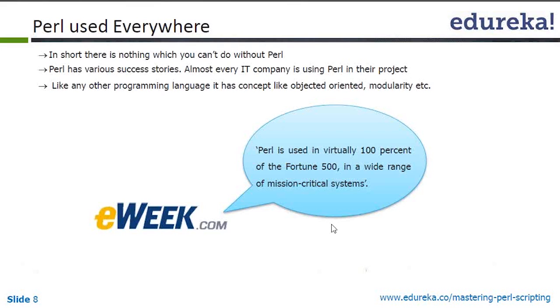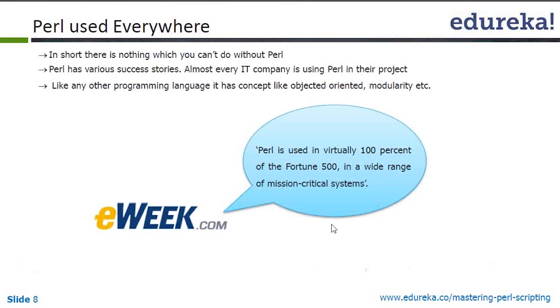In short, there is nothing which you can't do with Perl. Everything is feasible and everything is possible. Perl has various success stories. Almost every IT company is using Perl in their projects. As we have discussed, it doesn't matter which vertical or domain you belong to, Perl is useful everywhere. Like any other programming language, it has concepts like object-oriented and modularity, and so on. So Perl has a variety of concepts we are going to discuss, and object-oriented is again one of the important features which we can't forget.